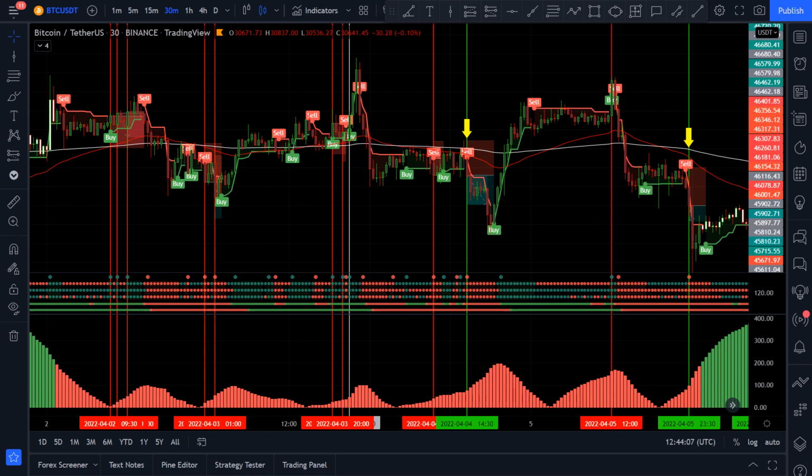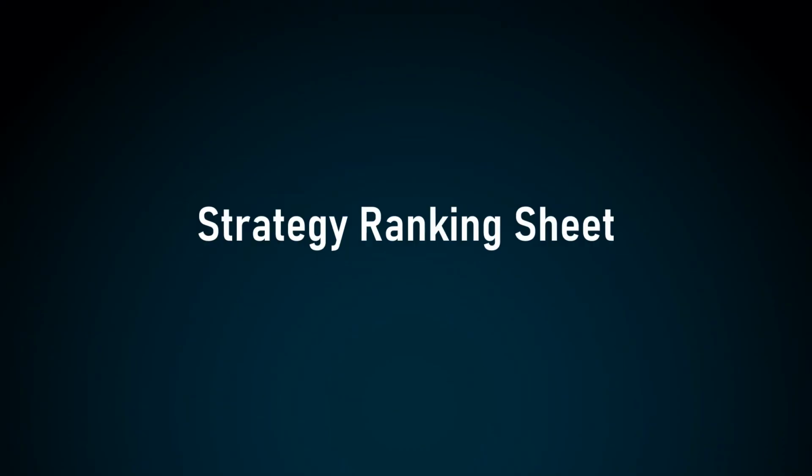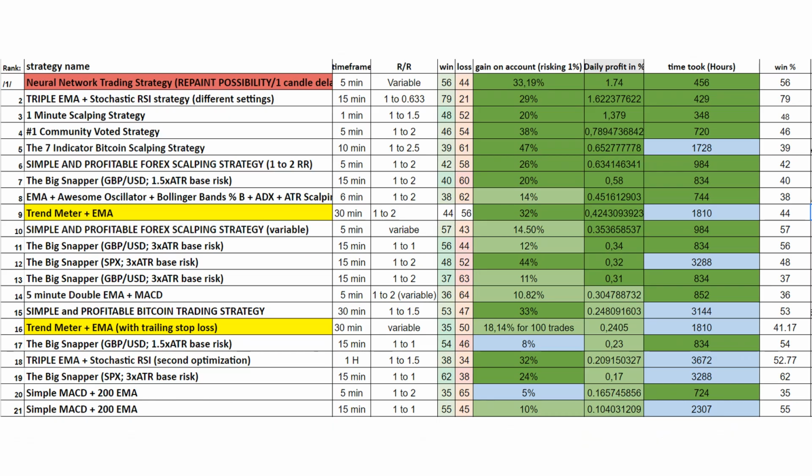Finally, let's see where this strategy is placed among the 60 different strategies tested on this channel so far. If we take a look at the strategies ranked by daily profit in percentage, we can see that the basic version of this strategy, which I showcased first, is placed number 9, which is pretty good. The trailing stop loss version took the 16th place. It is not as great, but is still a good placement.